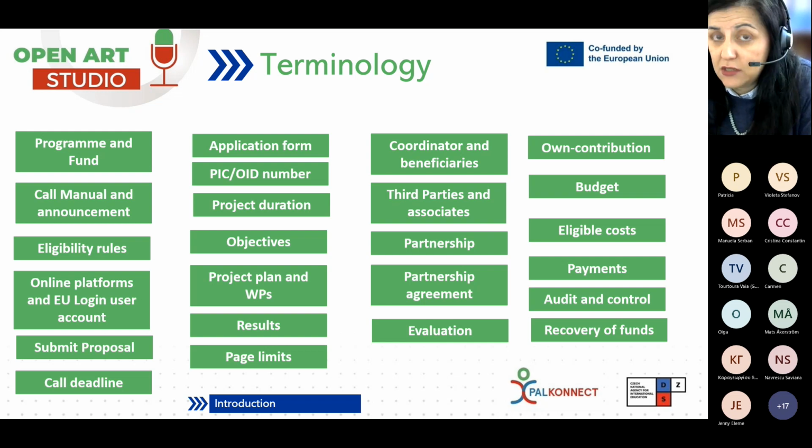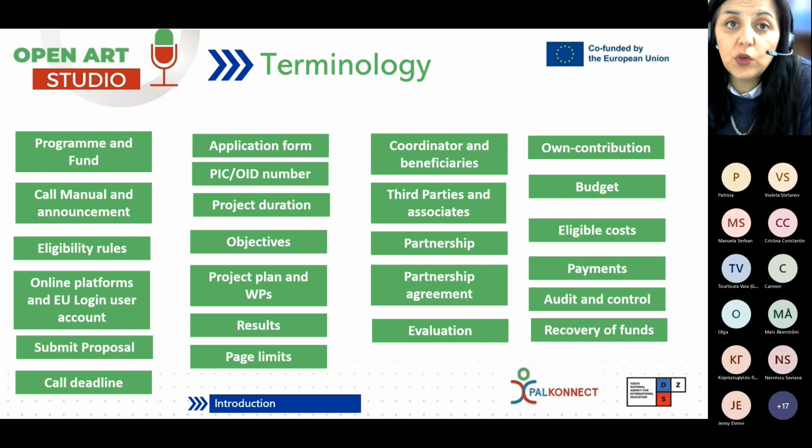Third parties and associates. It's very common that in a project you can have third parties and associates. They are not regular partners or beneficiaries. They are organizations that are supporting several or numerous activities. They are not directly involved in the implementation of all the activities, but in specific activities. They can be third parties, that means different stakeholders that do not have any legal relationship with our organization, or they can be associates, that means that they have a legal relationship with our organization.